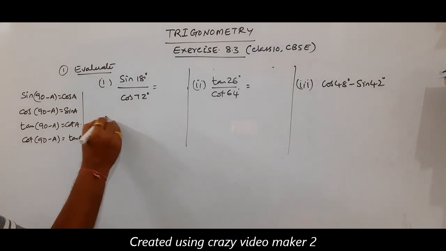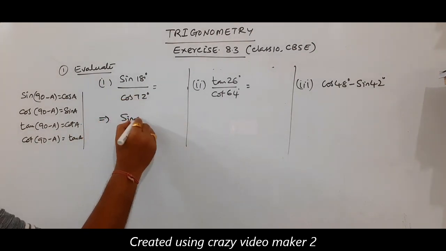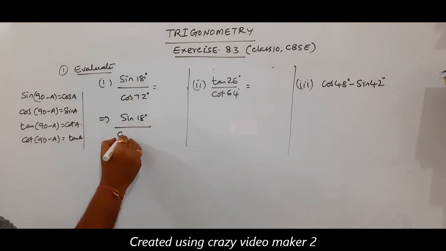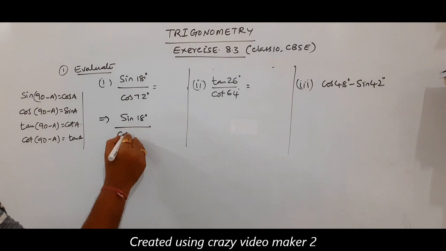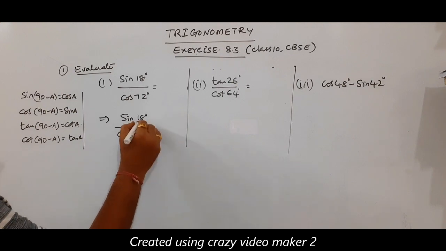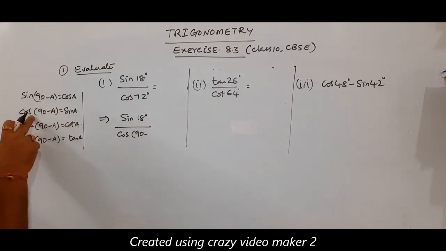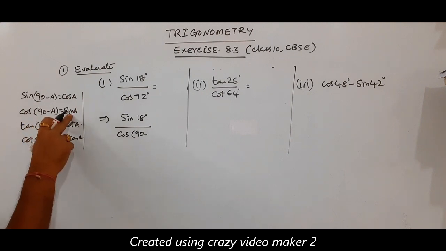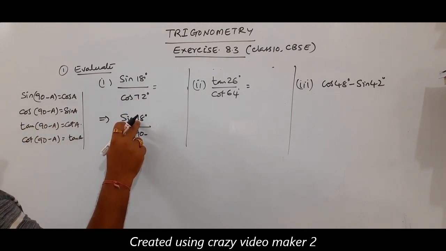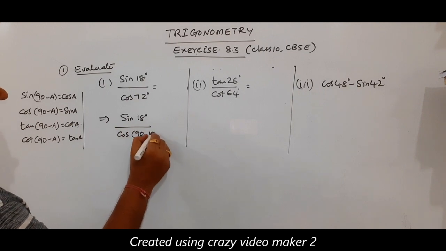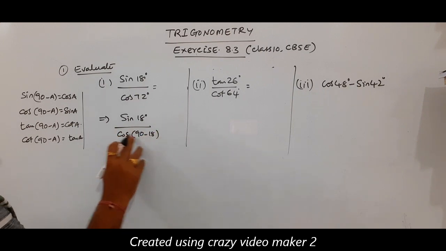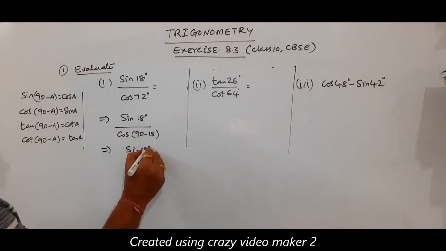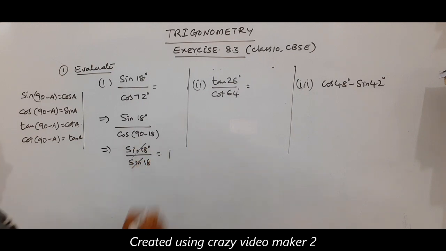So here sin A, otherwise this is sin 18 by, in this cos you write 90 minus A. So you change this cos(90 minus A) as sin A. So 18 in the place of A, here you write 90 minus A. Cos(90 minus A) means sin A. So sin 18 by sin 18, both are cancelled, it is 1.